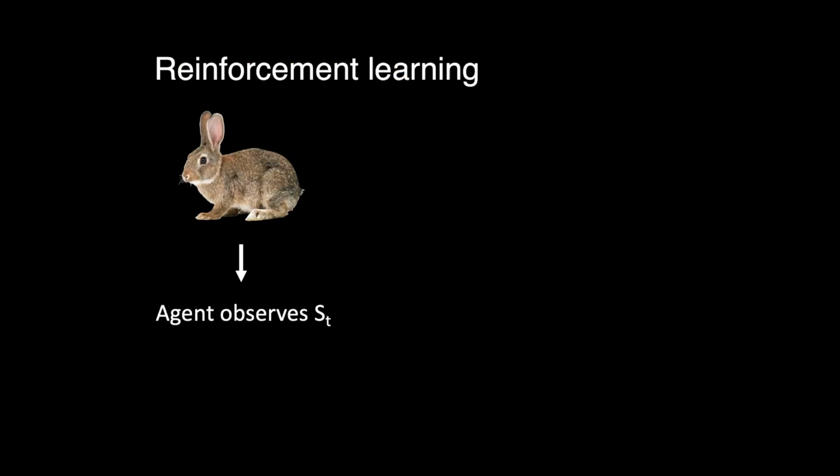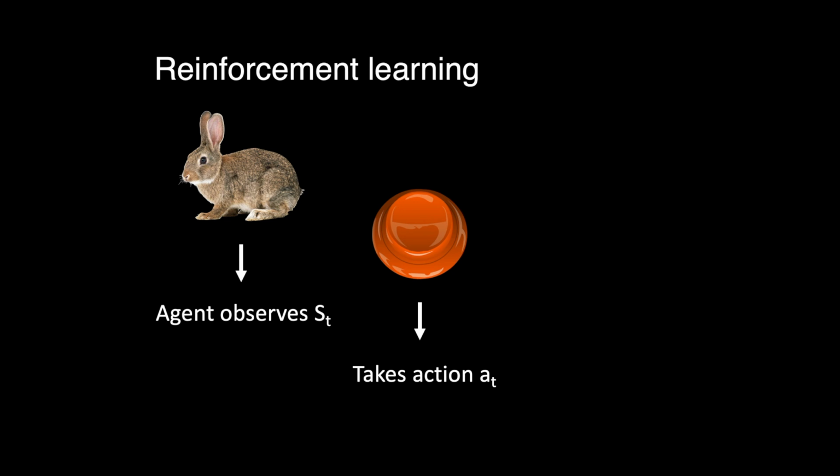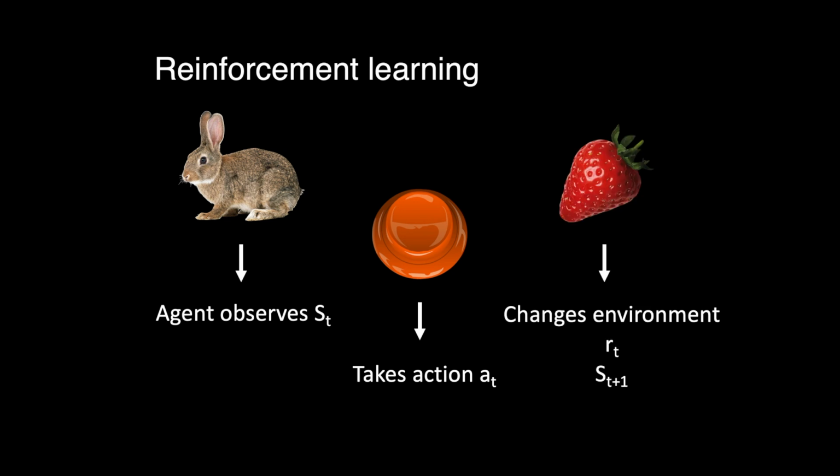Now, let's draw the connection between the bunny and reinforcement learning. We have an agent who observes the state of the world at time t. The agent takes an action which causes the environment to output a reward, and the state of the world is now different because of the action.